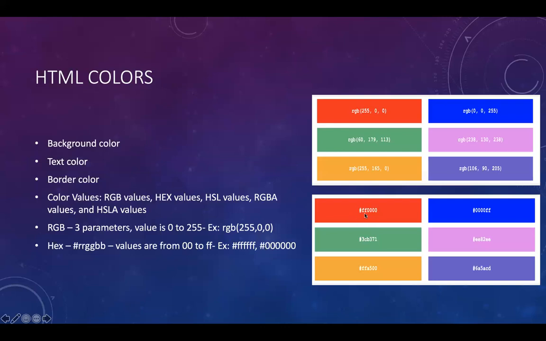For example, if I give FF, the value will be 0 to FF. If I give FF at the starting RR value, then it is red, and FF at the last is blue. The colors are the same, but you can see the difference between RGB and hexadecimal. The syntax is different, the colors are the same. This is how we get the colors into our HTML code or CSS values. Where do you use the colors?